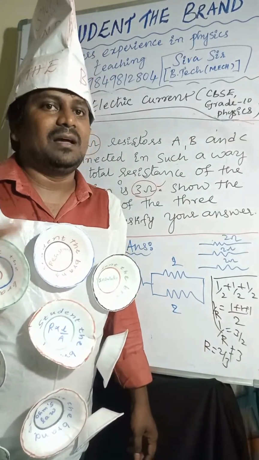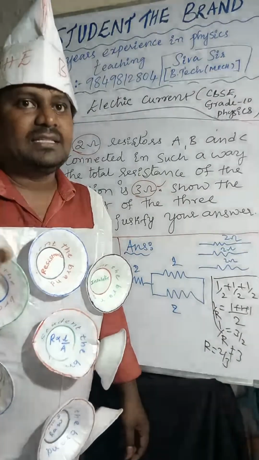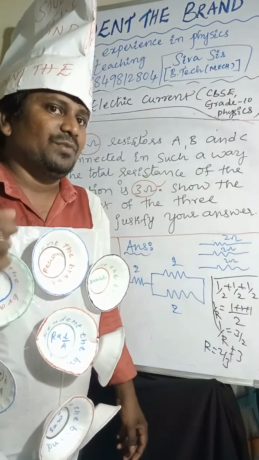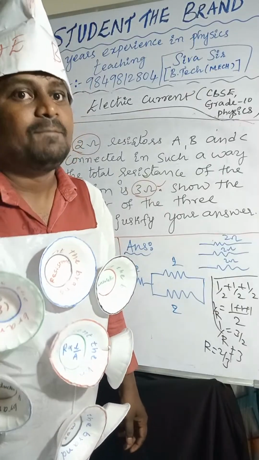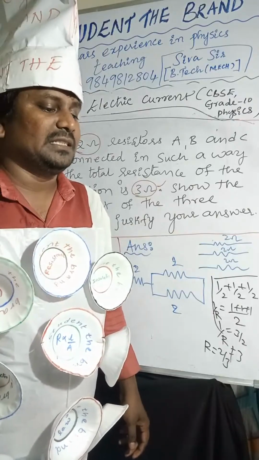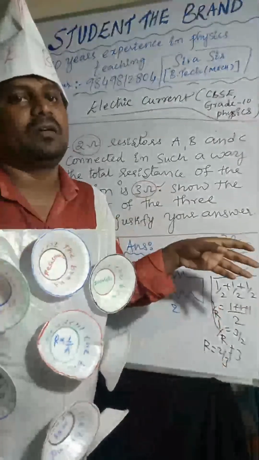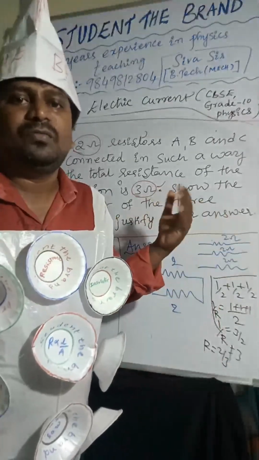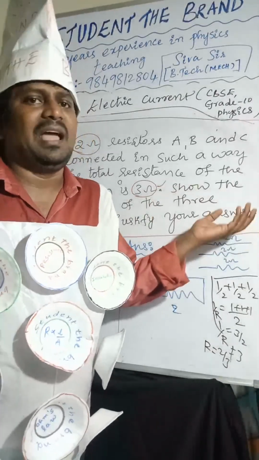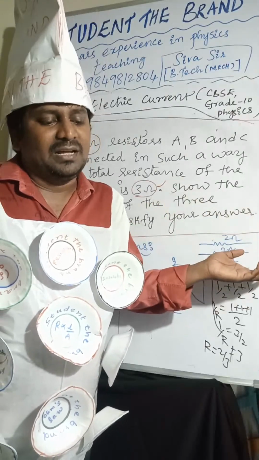In the exam hall, follow two methods first. One is resistors in series. The next one is resistors in parallel. If the problem is not coming in these two methods, go for different methods, boss. Nothing will happen, right? So we don't have any concern.